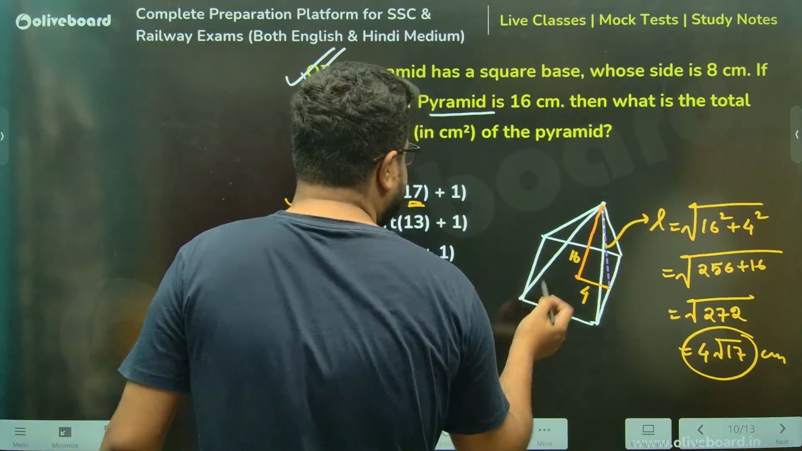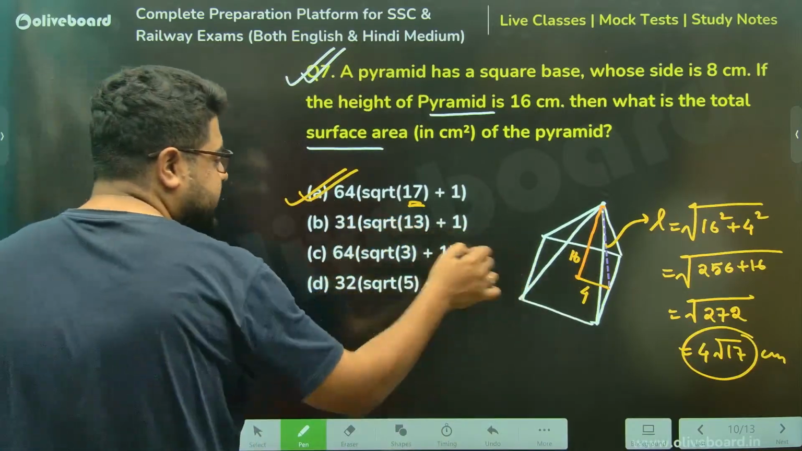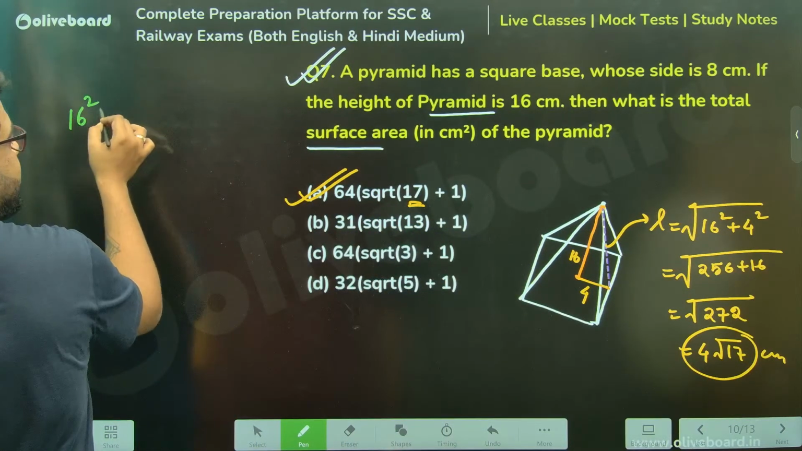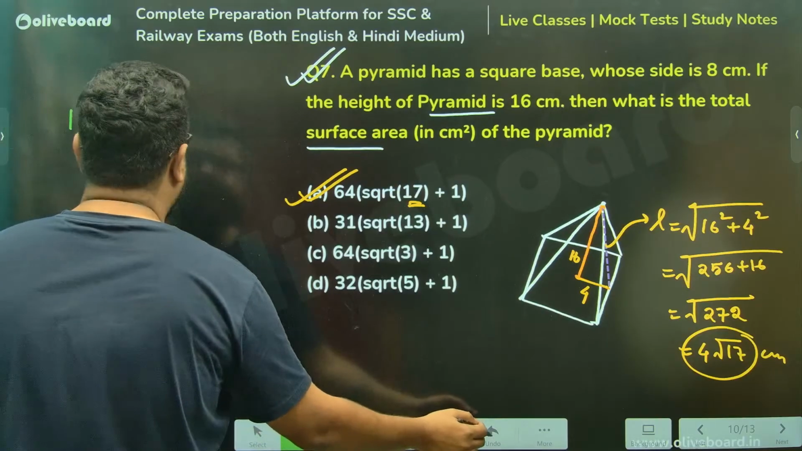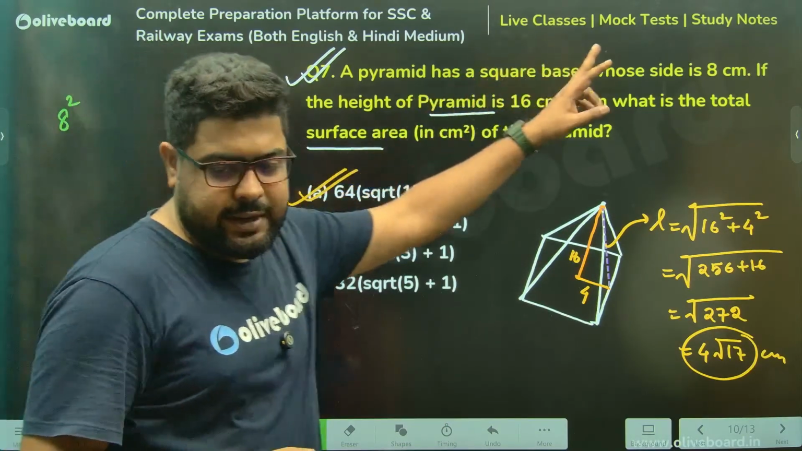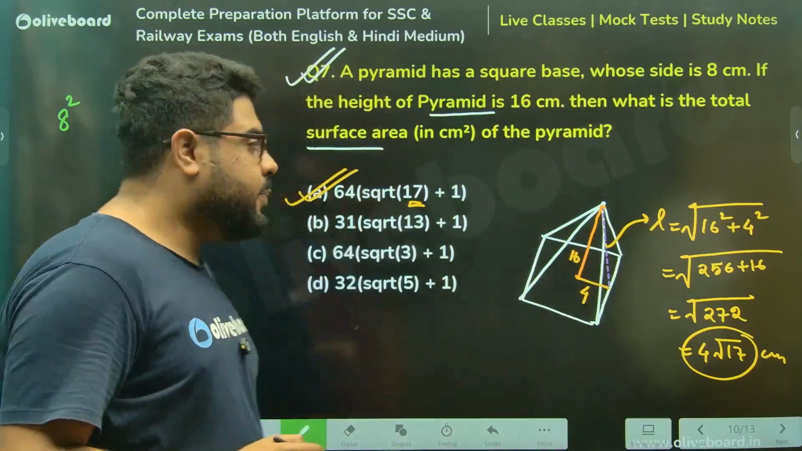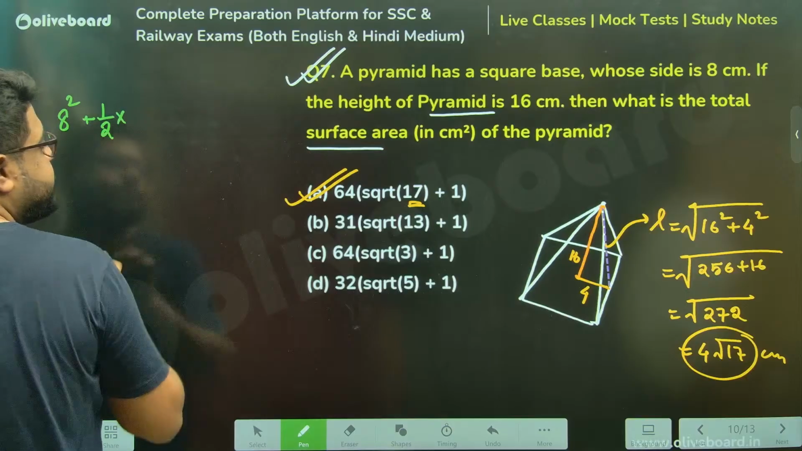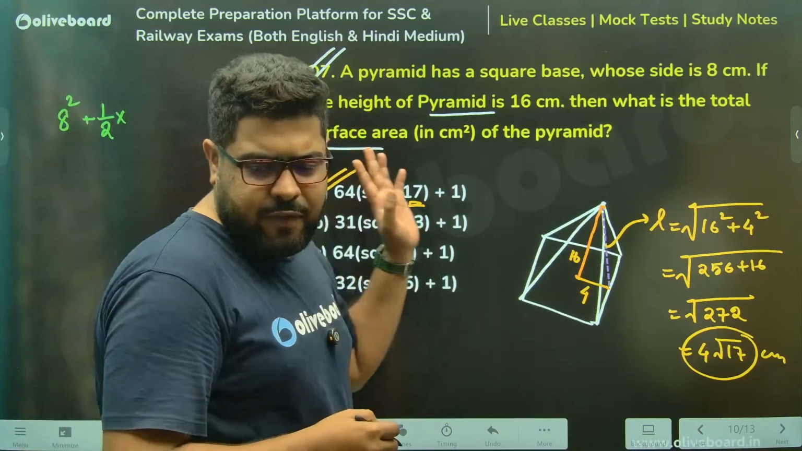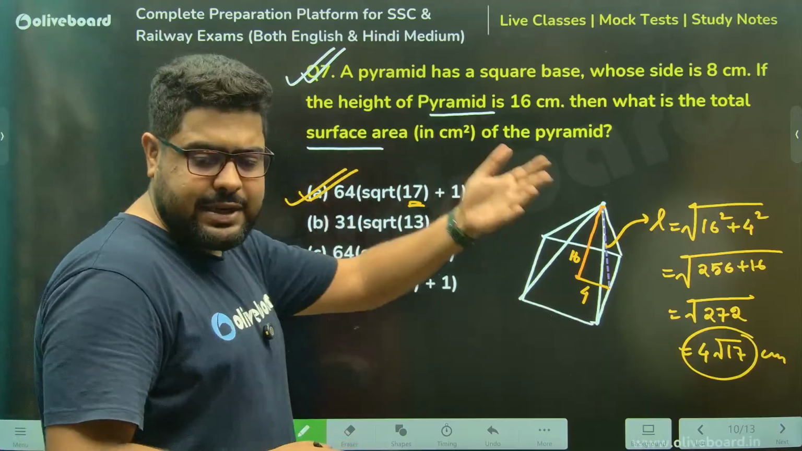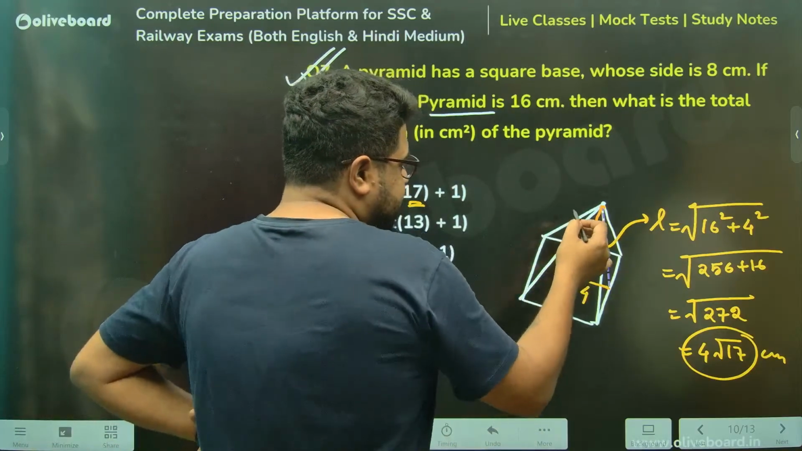So total surface area is the area of the base, which is 8 square, sorry, my mistake, 8 square, sir. Side is 8, and the base is a square. Plus, sir, half into. Either you can use the formula or you can do it normally. If you do it normally, you will understand the formula as well. Sir, take this triangle.